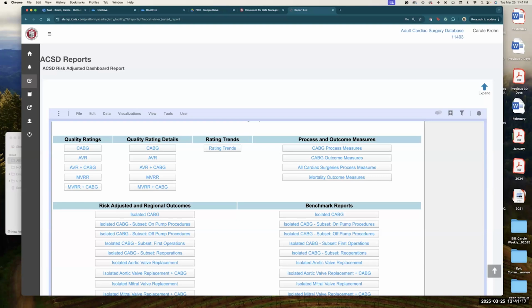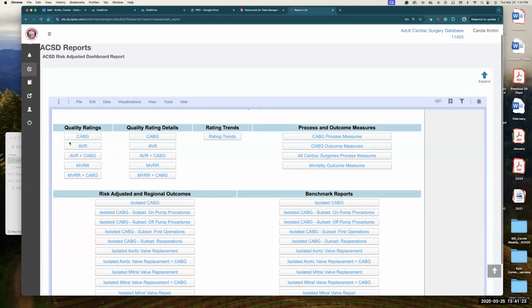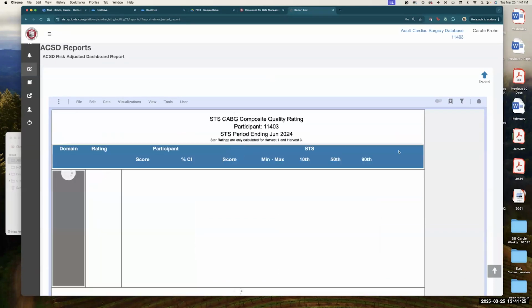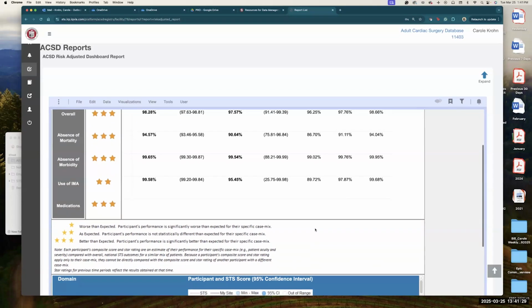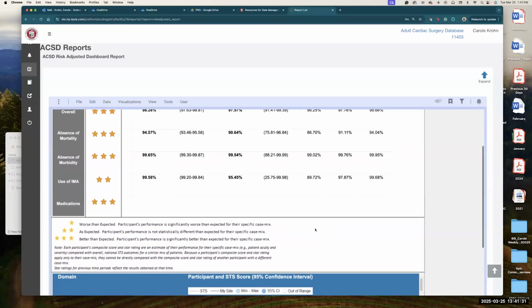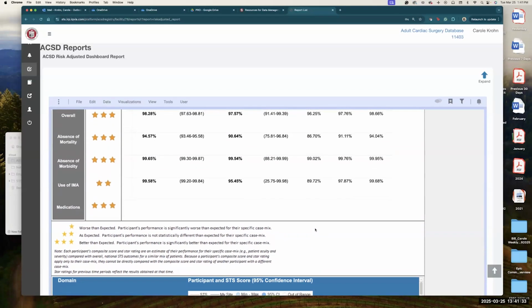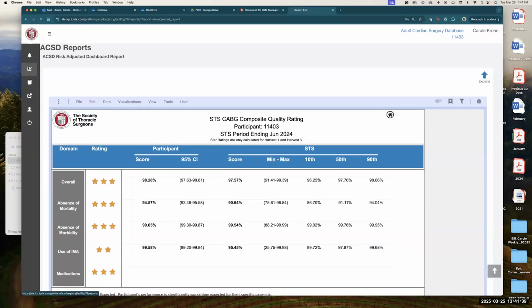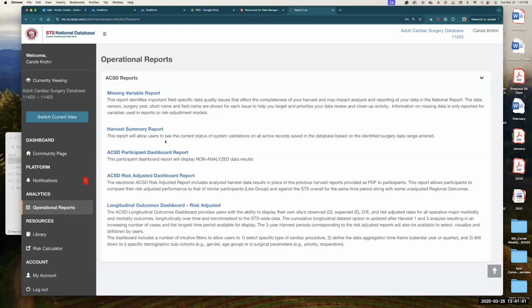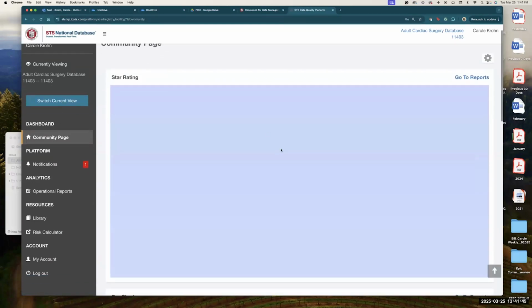And then we have a couple of comments about star ratings. My site doesn't show a star rating. If your site's not showing a star rating, it's usually because you did not meet the inclusion criteria to be included in the composite rating. The inclusion criteria are listed in the national report overview, but also on this community page or executive summary.